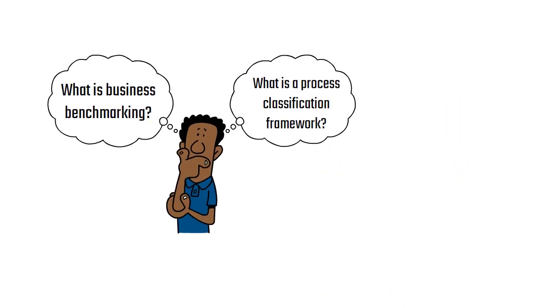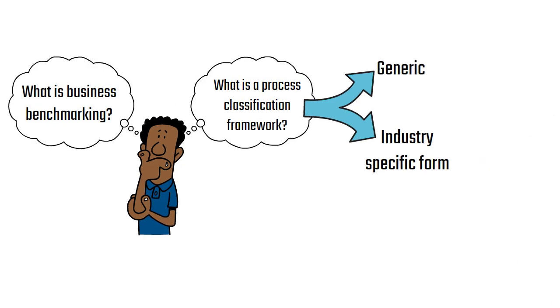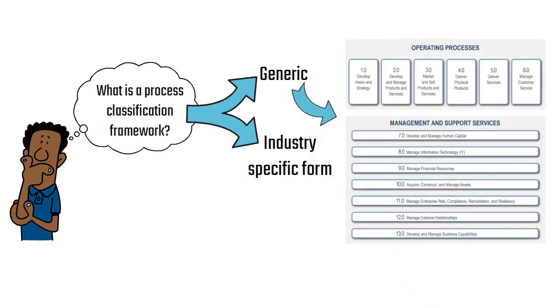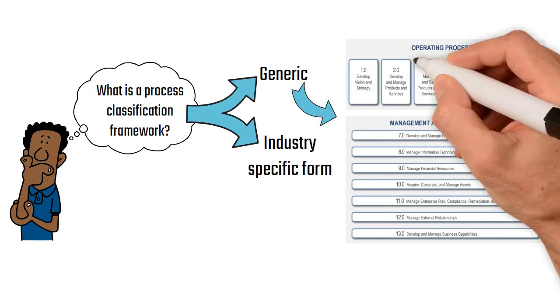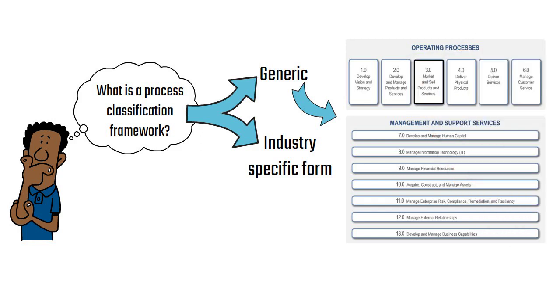Great questions. The process classification framework has two forms. It has a generic and an industry-specific form. The generic, or cross-industry PCF, contains 13 categories of processes across an entire organization. Some of the 13 categories are market and sell products and services. This is APQC number 3.0 for shorthand.